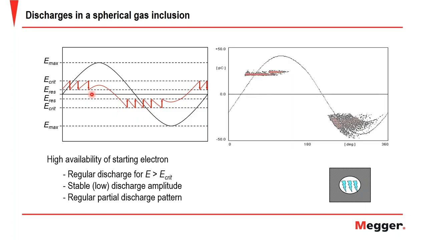And here you can see the phase resolved partial discharge pattern, or PRPD pattern, that shows a regular partial discharge pattern for this stable low discharge amplitude. You can see a lower amplitude due to this charge and discharge from the critical field to the residual field. It is uncommon to have such high availability of the initial electron as well as the stable magnitude, and this really only applies when there is strong radiation by X-ray or UV light that provides sufficient energy to achieve such regular discharge.